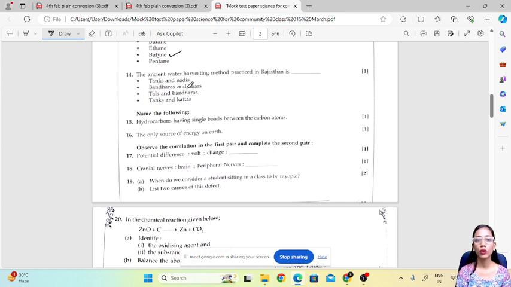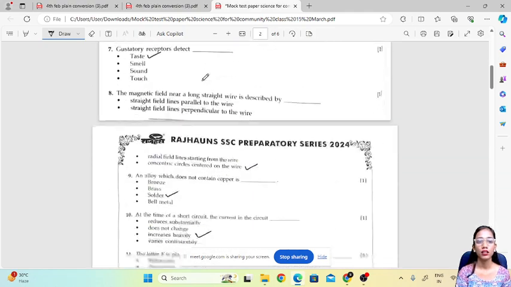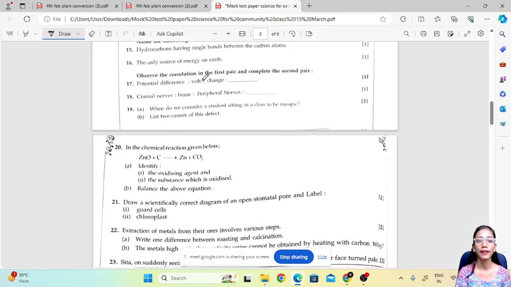The ancient water harvesting practiced in Rajasthan. Okay, bandharas and ahars, tals and bandharas, tanks and kattas. The correct option is tanks and nadis. So here we end the solution of all the MCQs.